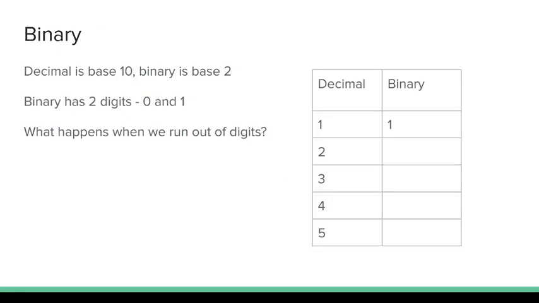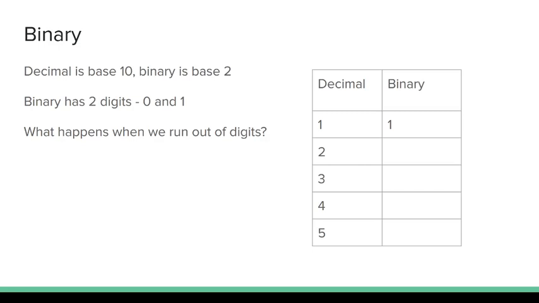So let's look at another number system. This number system is very important to programmers. It's the binary system, or base 2. And like in decimal, in base 10, we have 10 digits. In binary, or base 2, we have 2 digits. Those 2 digits are 0 and 1. So in binary, what will happen when we run out of digits? Well, exactly the same thing that happens in base 10.